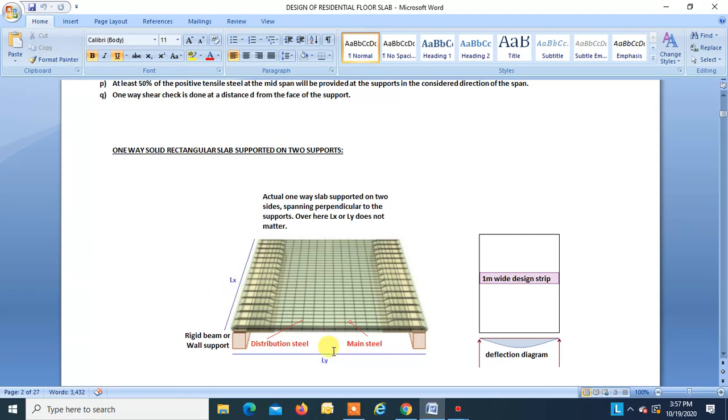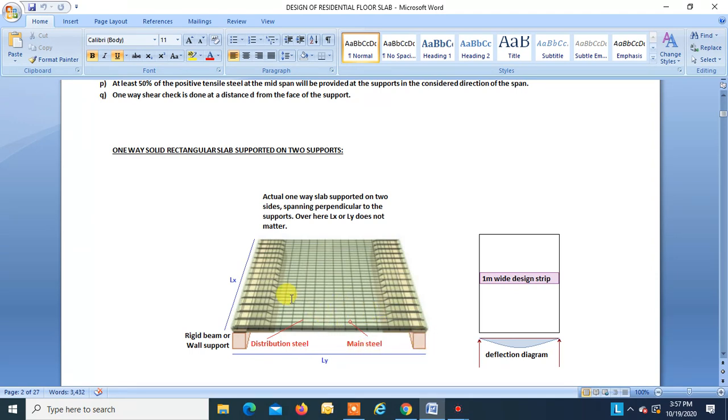Over here, Ly and Lx are of no concern. Actual one-way slab supported on two sides, spanning perpendicular to the supports. Over here, Lx and Ly do not matter. We take a 1 meter design strip over here. This is the deflection diagram. It will deflect like this. These are rigid beams or walls. This slab is supported on rigid beam or wall.